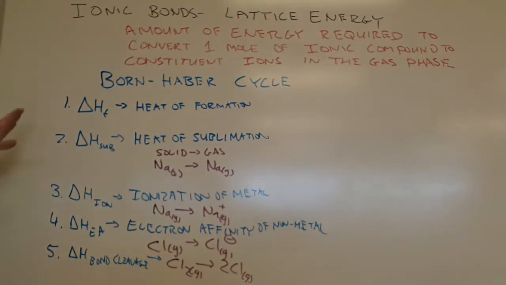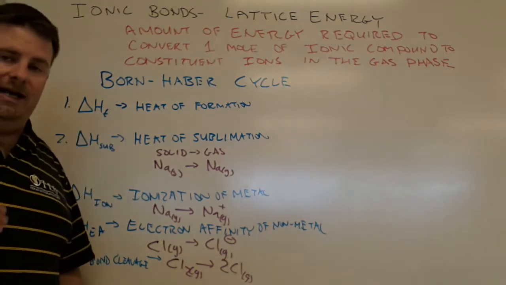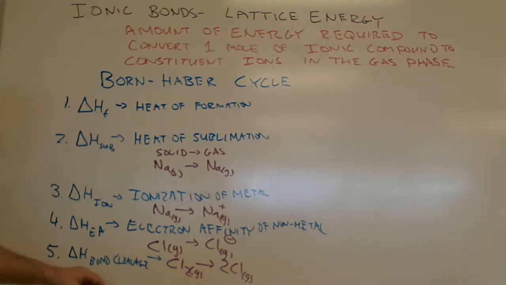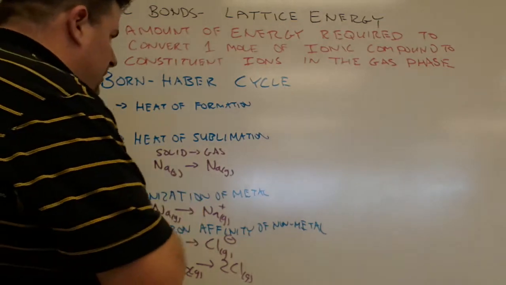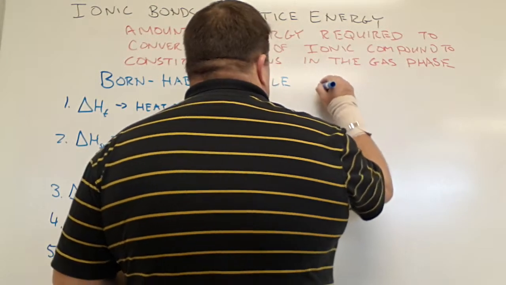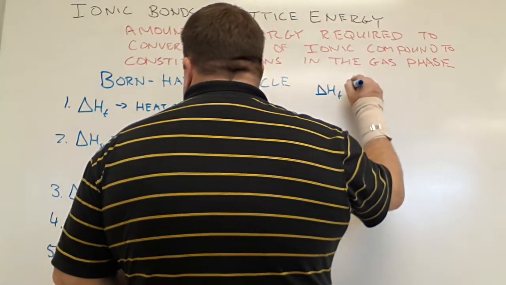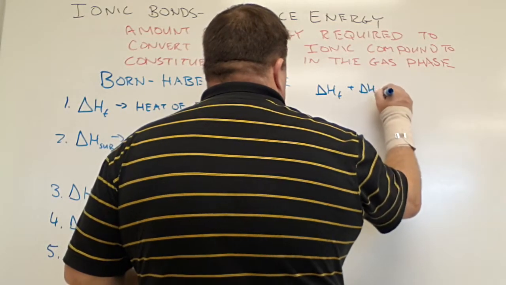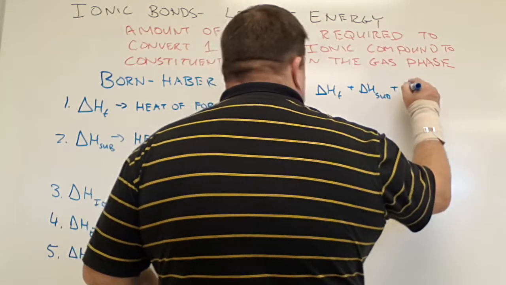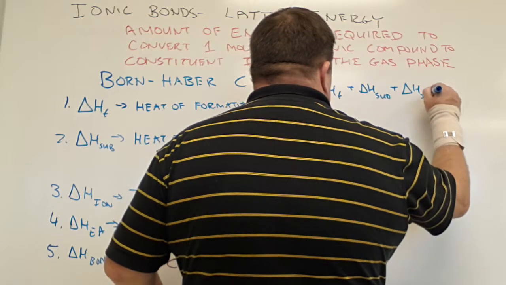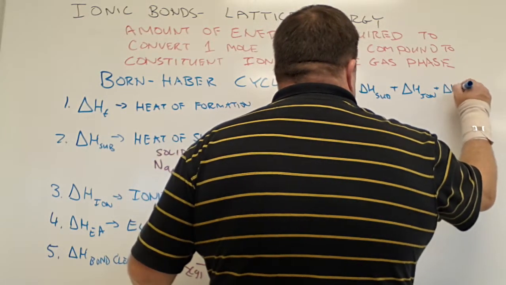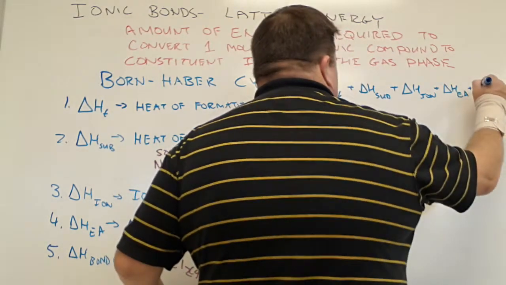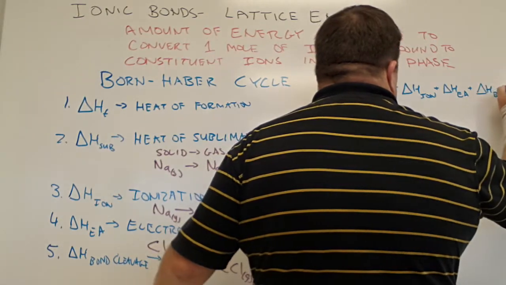If you add up the sum of all of these parts, what you're going to get is the lattice energy. So one way of looking at this is to say that the delta heat of formation plus the delta heat of sublimation plus the delta H of ionization plus delta H electron affinity plus the delta H of bond cleavage.